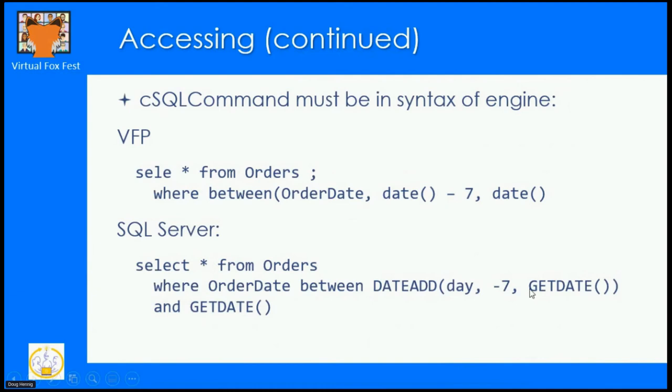Semicolon in Visual FoxPro is a line separator. Carriage returns are statement separators. In SQL Server, it's just the opposite. A carriage return is a line separator, so I can have multi-line statements, and semicolons are optionally statement separators. So that's another reason this would fail.